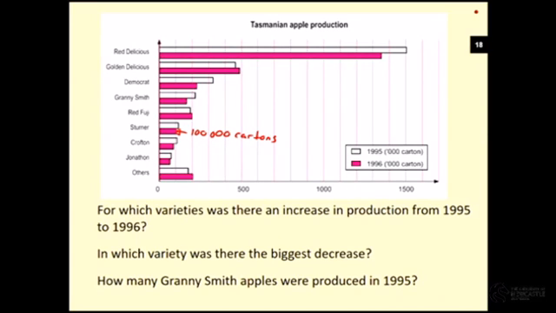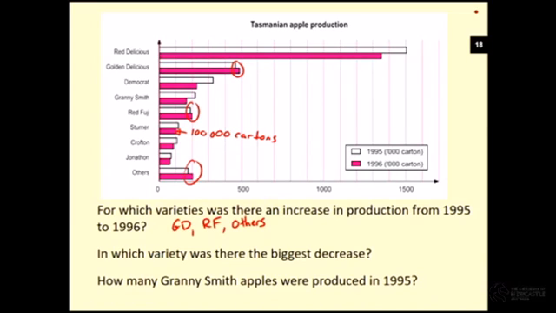So for which varieties was there an increase in production from 95 to 96? So from light pink to dark pink, where did it get bigger? Light pink to dark pink went bigger. Light to dark, nope, light to dark. Light to dark got bigger. Nope, nope, nope. Okay, only 3 categories there satisfied the question. They got increased from 95 to 96, and that was the Golden Delicious, the Red Fuji, and the others category, where others were just all grouped together.